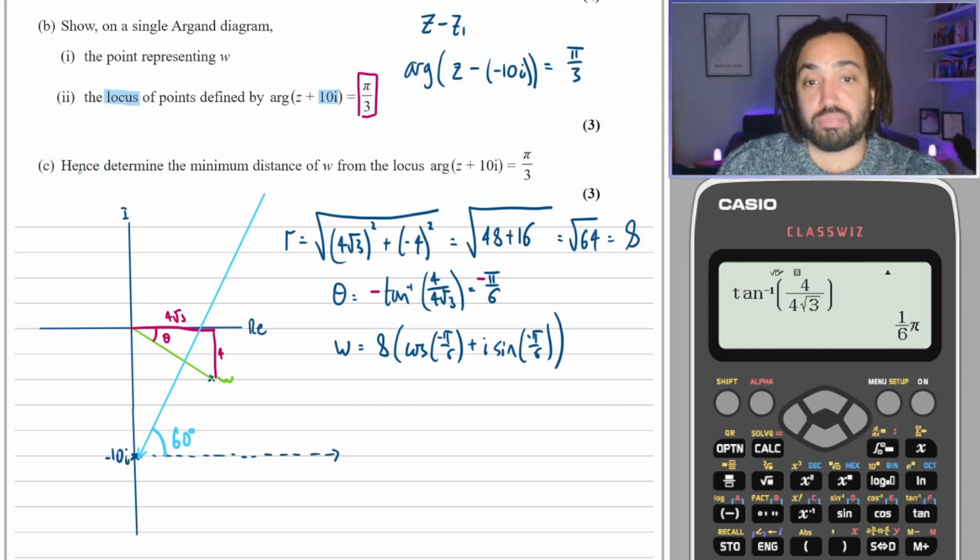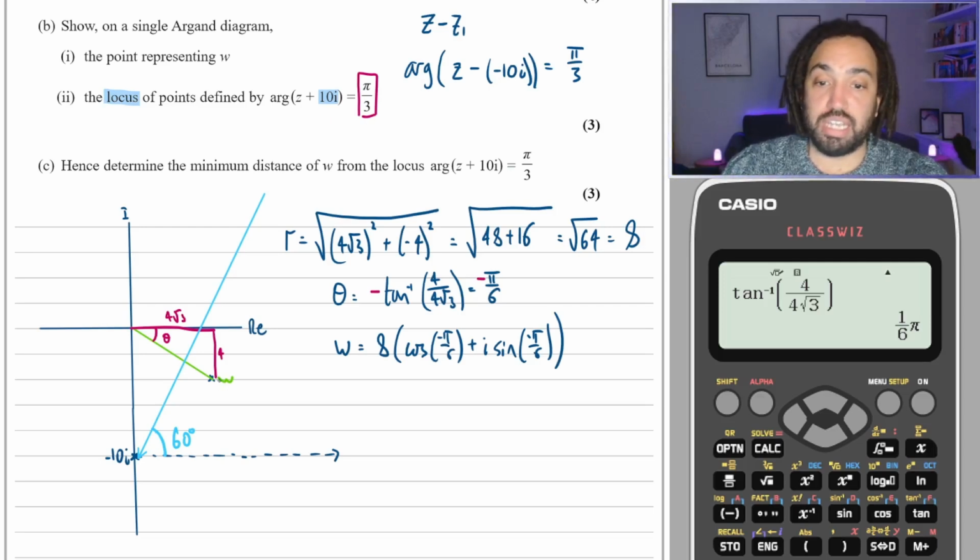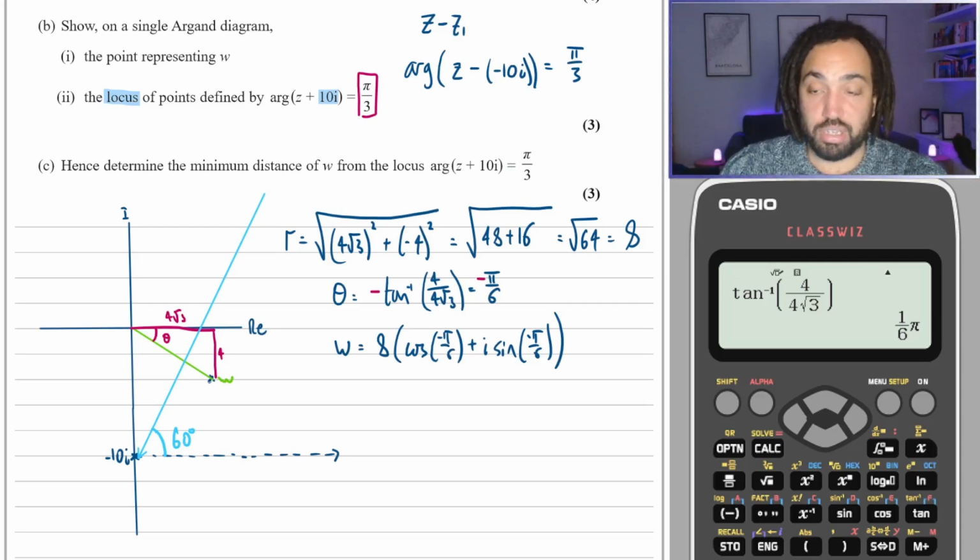Okay. Next, it says determine the minimum distance of W from the locus that we've just drawn. So we need to find the smallest value, the distance from W to the blue line. So it could be that, but it's not going to be that, is it? In fact, it could be this, but of course it's not going to be that. I'm pretty sure it's going to be just directly there. It's going to have to be perpendicular to that blue line.